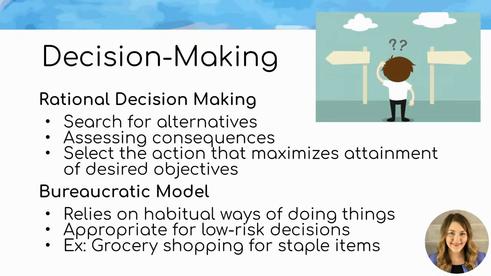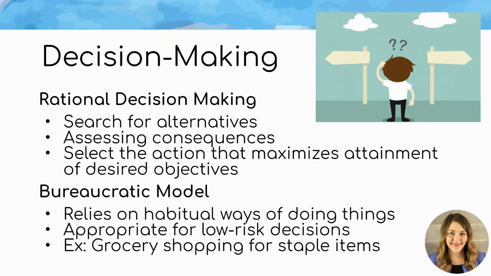So quickly looking at decision making. There are several types of decision making that you're going to cover through this module. The first one is going to be rational decision making. The second one is bureaucratic decision making. And then there's one more that we'll look at in the next slide. But in rational decision making, we are searching for alternatives, we're looking at consequences, and then we're really taking the action that maximizes those desired objectives.